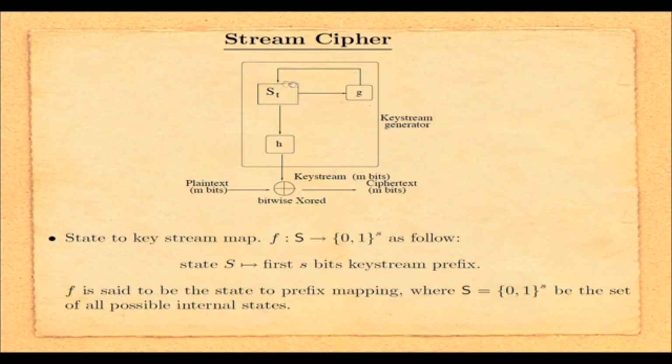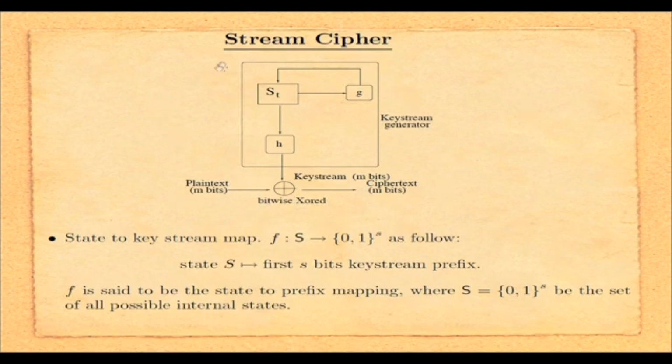It takes the value of the state, and its output gives the next state values. For the key stream, it takes the value of the state at that point of time, applies an F function, and generates the key stream. Depending on how many key bits we need, we keep running this, and then that key stream is XORed with the plain text to get the ciphertext bit.